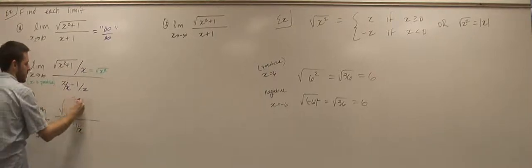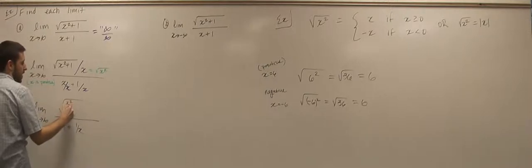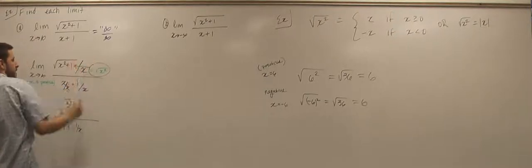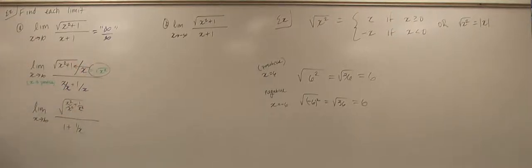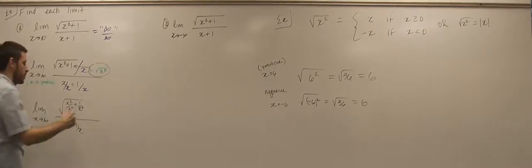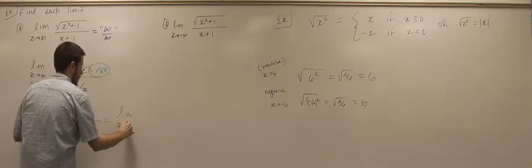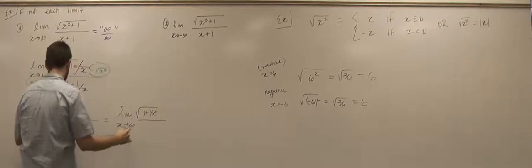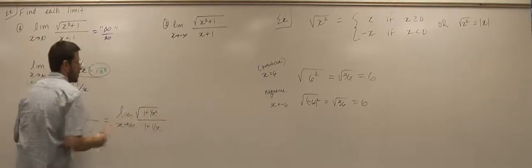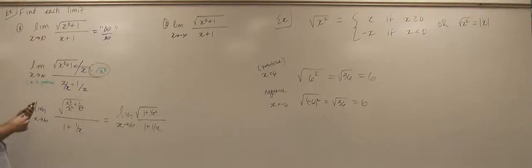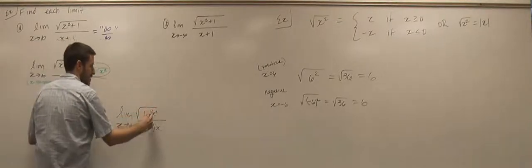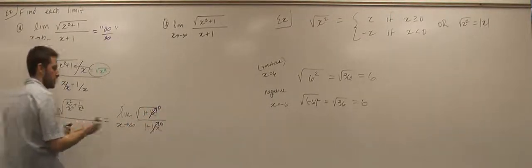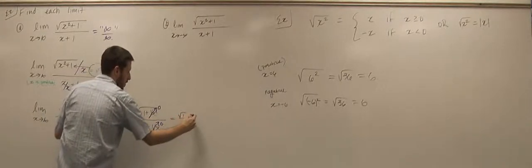This becomes the square root of x squared over x squared plus 1 over x squared. Right? This guy divides in underneath the square root. It goes to positive 1, right? Because 1 over x squared goes to 0, 1 over x goes to 0, root 1 over 1 equals 1.